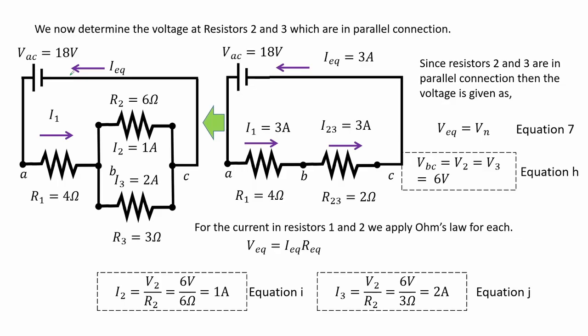We now determine the voltage at resistors 2 and 3 separately, and we apply a parallel connection equation and we see that it is given in equation 7. The value would be just the same and it is 6 volts for both resistors. For the current we use Ohm's law to determine individually the currents, and for resistor 2 it is 1 ampere and for resistor 3 it is 2 amperes as shown in equations I and J.